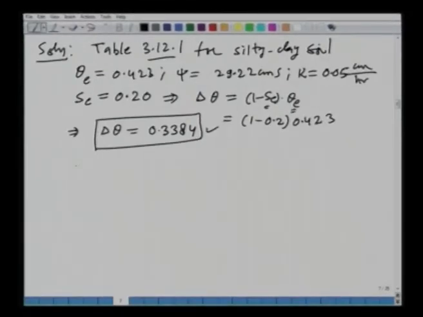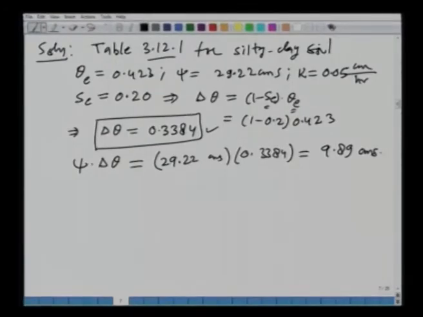So we have determined delta theta. Once we have done that, we can find psi delta theta. Remember, in the Green-Ampt equation, psi delta theta is a common expression inside the natural log. Psi is given to us as 29.22 centimeters, multiplied by delta theta as a fraction, 0.3384, which we have just found out. So it will be 9.89 centimeters.